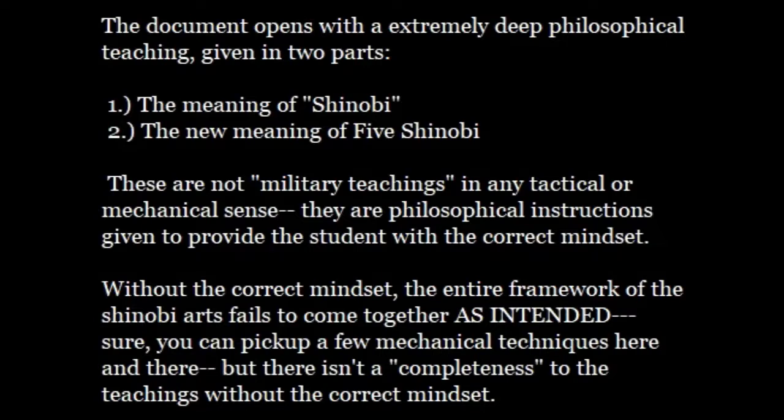The document opens up with an extremely deep philosophical teaching given in two parts. So the first part is the meaning of shinobi, and the second part is the new meaning of shinobi. Now, these are not military teachings in any sort of tactical or mechanical sense. These are philosophical instructions given to provide the student with the correct mindset. Without the correct mindset, the entire framework of the shinobi arts fails to come together as was intended by the authors. Sure, you can pick up a few mechanical techniques here and there, but there isn't a sense of completeness of the teachings without the correct mindset.